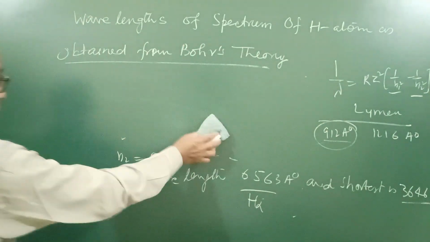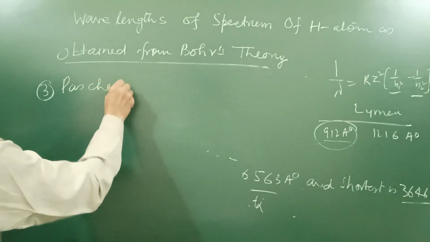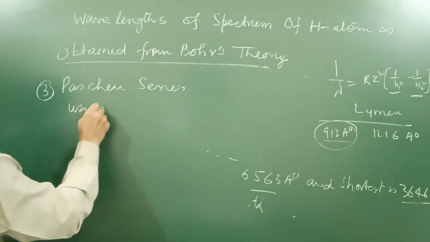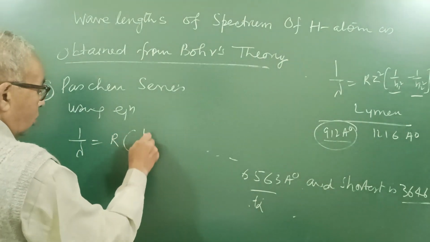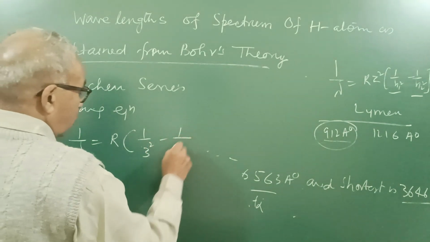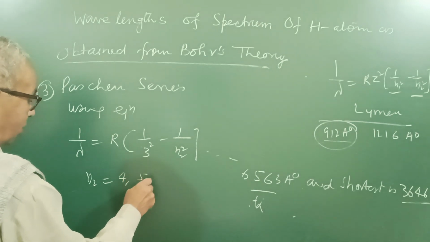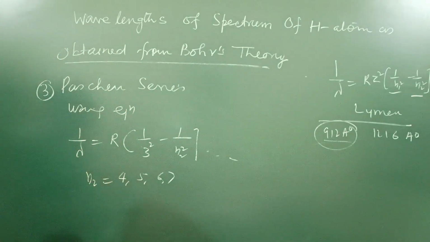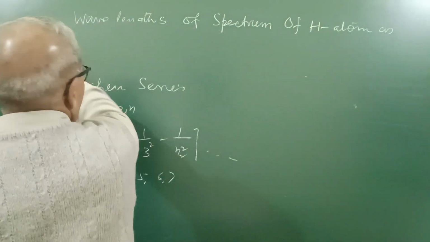Now the third series is the Paschen series. Using the equation 1 upon lambda equal to R into 1 upon 3 square minus 1 upon n2 square, where n2 is equal to 4, 5, 6, 7, we can obtain the wavelengths of the Paschen series, which all lie in the infrared region. These are longer than visible light.